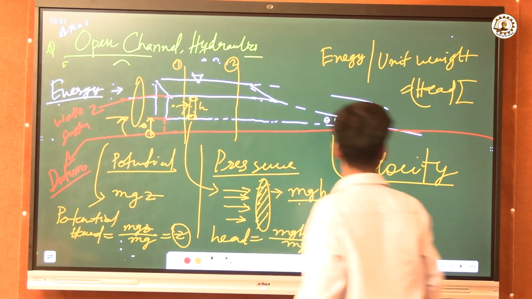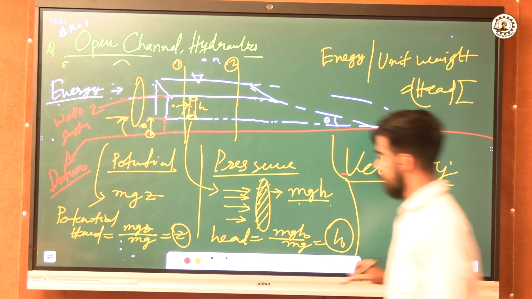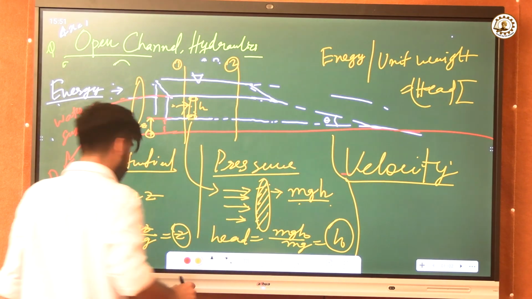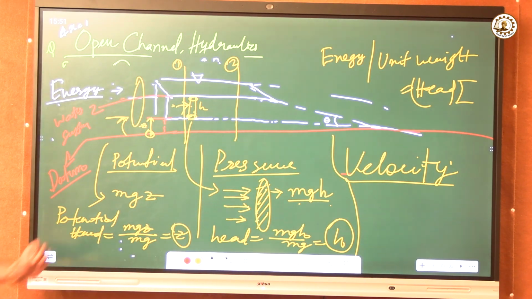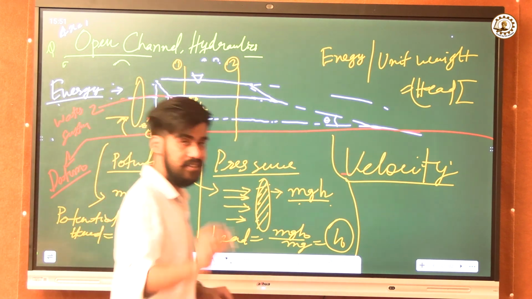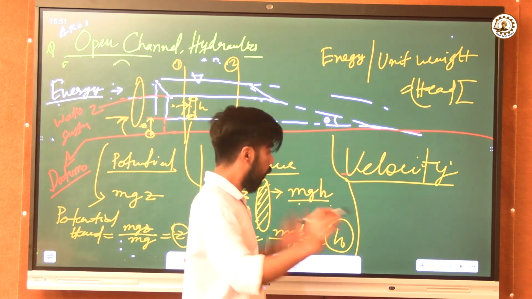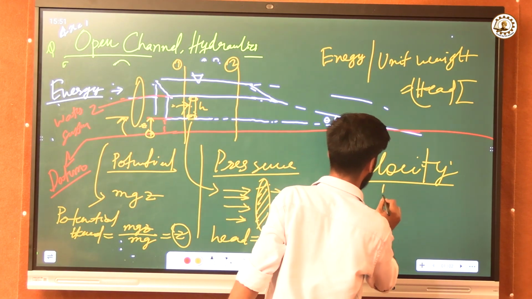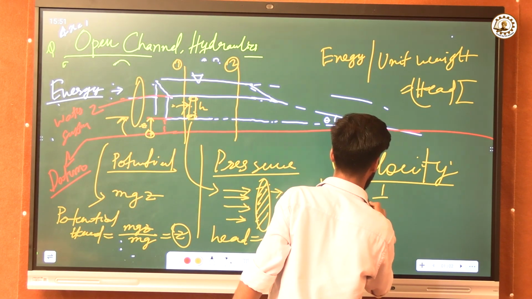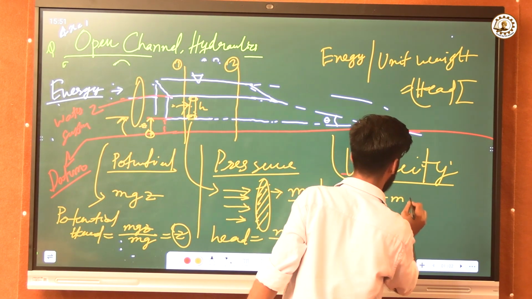Now the velocity part: when the fluid is flowing it must have a velocity, and due to the velocity, it must have a kinetic energy. From the laws of physics, we know the value is half mv square.